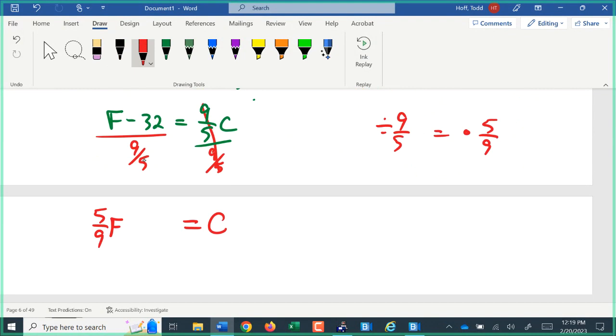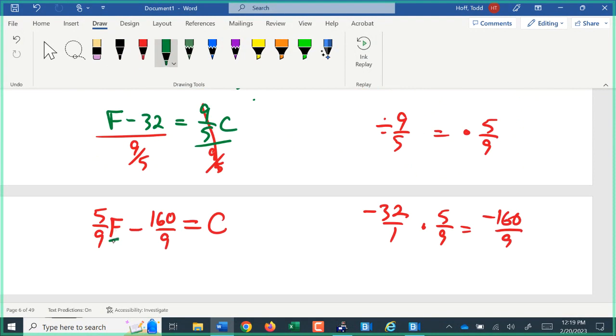Negative 32 divided by 9/5. Negative 32 over 1 times 5 over 9 ends up being negative 160 over 9, minus 160 over 9. Now, when I get a value for F, I can plug it in and I can solve this rather quickly rather than having to solve the equation each time.